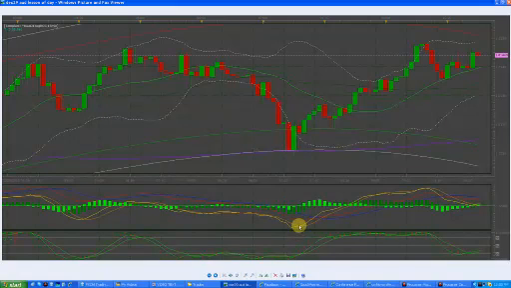Once we did our first crossover and our second crossover and the stochastic RSI started coming up, we had a nice movement to the upside of around 30 to 40 points. It was just a generally nice trade to take, and a pretty textbook trade for any of you that were in the room.